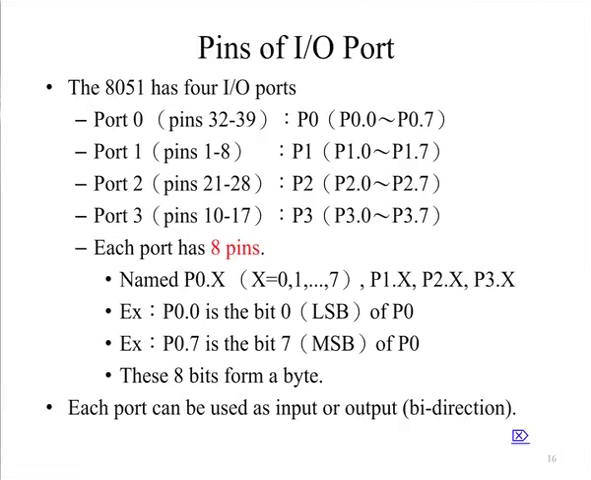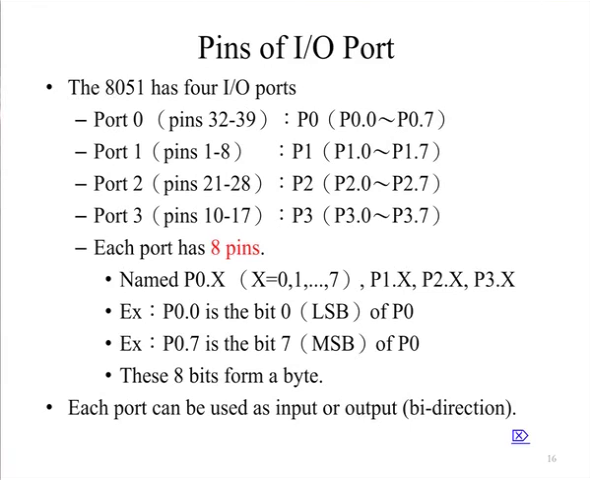Similarly, for port 2, the dedicated lines are pin numbers 21 to 28. They are known as P2.0 to P2.7. And lastly, port 3, its dedicated lines are pin number 10 to pin number 17, and they are represented as P3.0 to P3.7. Each port has 8 pins. These 8 bits form a byte. That means we can say that each port is a byte port.